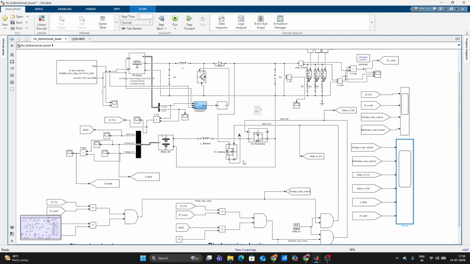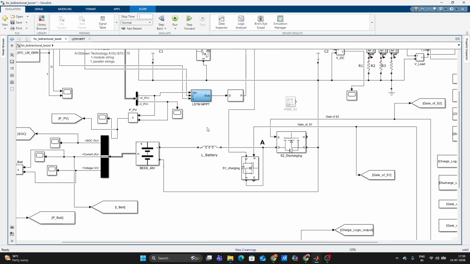I have used one MPPT here, an LSTM MPPT.